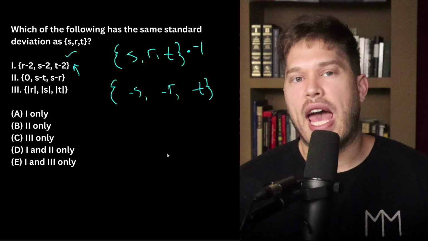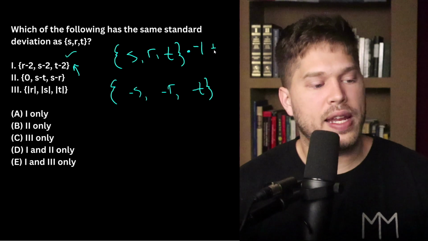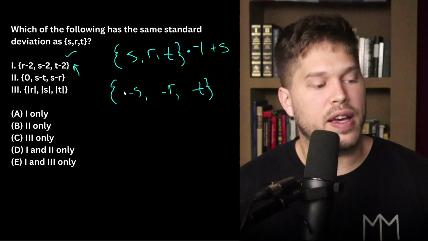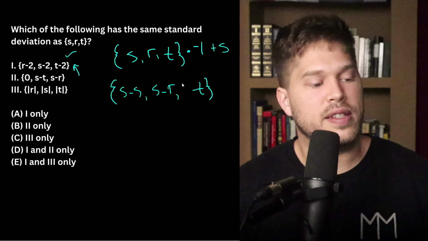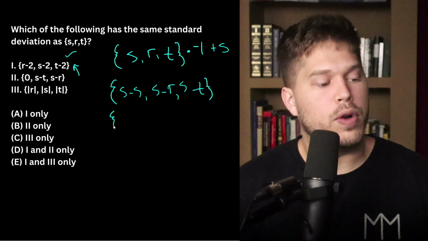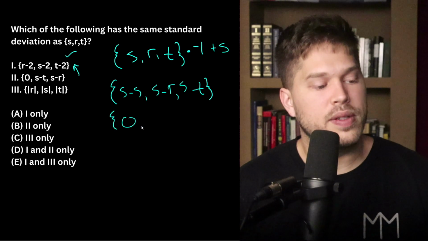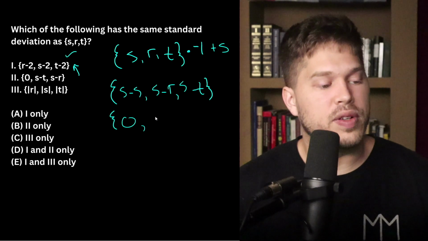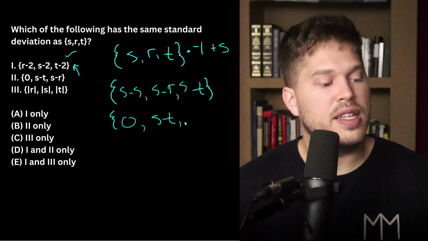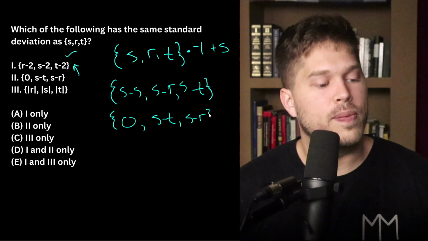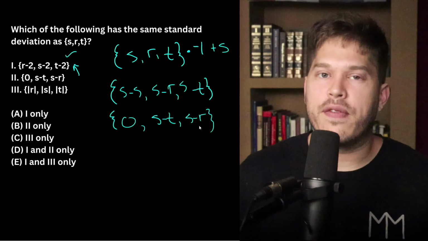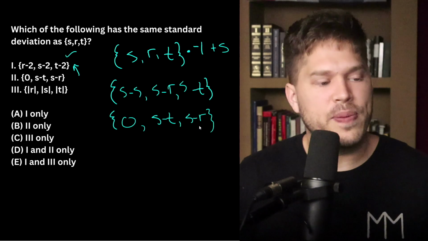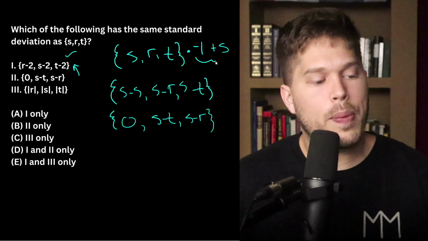And then we just added in an S. We added in some value of S. And so S, S, and S. And then, of course, S minus S is 0. And so we have the set we're asked about in option 2, of 0, S minus T, and S minus R. So would this set have the same standard deviation? Again, think of the operation we did.